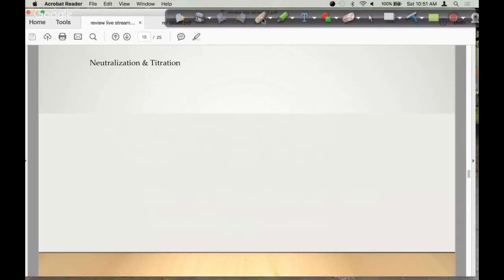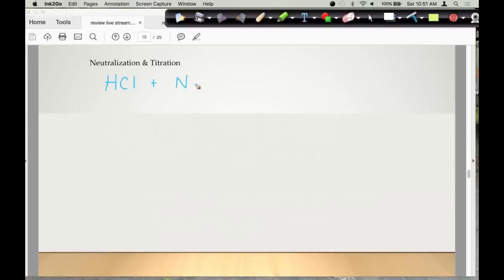For neutralization and titration, remember we can use titration in order to determine the unknown concentration of an acid or a base by using a volume of a known acid or base. And for neutralization, anytime you put an acid plus a base together, remember acids tend to start with H, bases are going to be metal plus OH. We're always going to make water as one of the products, and then the positive and negative pieces that were not H and OH from the acid and the base, we're going to crisscross and drop the signs to get the formula for the salt.